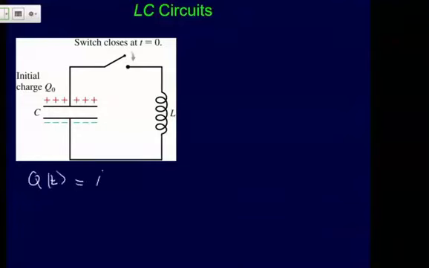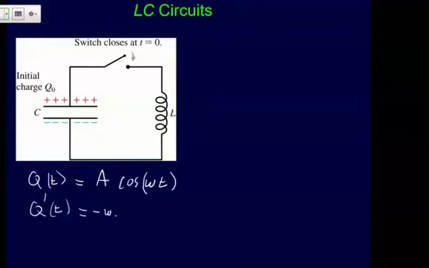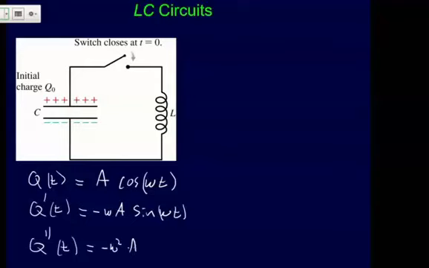And so I'm just going to write my cosine function like this here. Okay, so this is my Q of t. At time 0, I'm going to have the maximum value of my charge. And then what I can do is take a few derivatives. So here's q prime of t. If I do that, I get negative omega a sine omega t. And if I take two derivatives of that, I get negative omega squared a times cosine omega t.